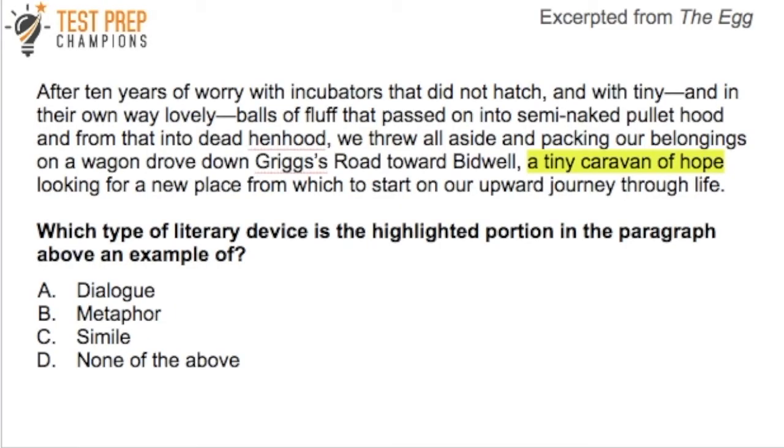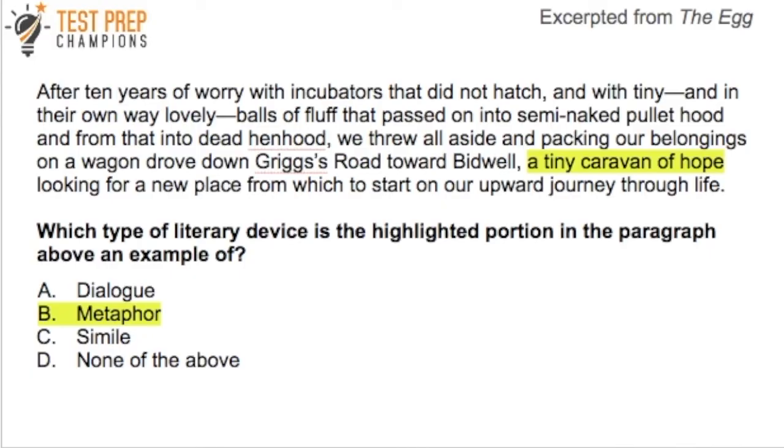Okay, so the highlighted portion here where it says tiny caravan of hope. Your question is, which type of literary device is the highlighted portion in the paragraph above an example of? Is it A, dialogue, B, metaphor, C, simile, or D, none of the above? So now is your chance to pause the video, try to figure this out, and whenever you're ready, as always, we'll talk about it. Okay, so the correct answer here is B, metaphor.